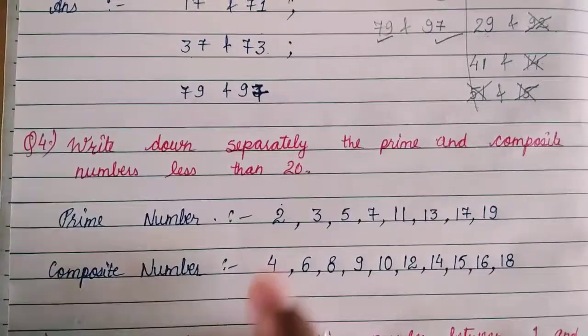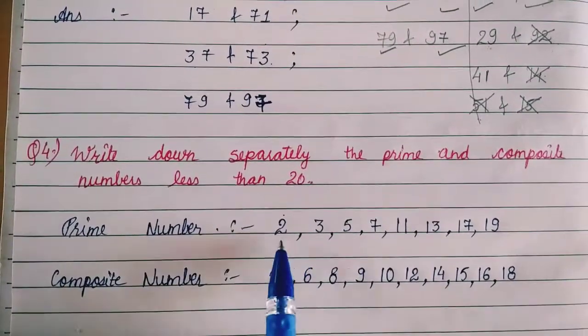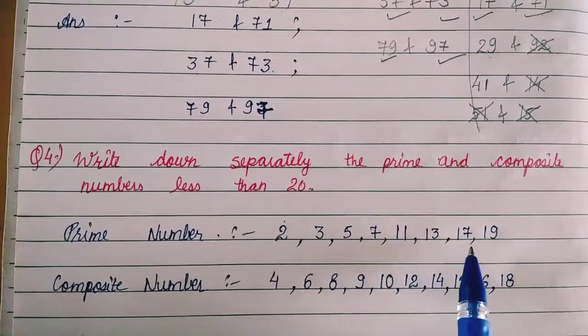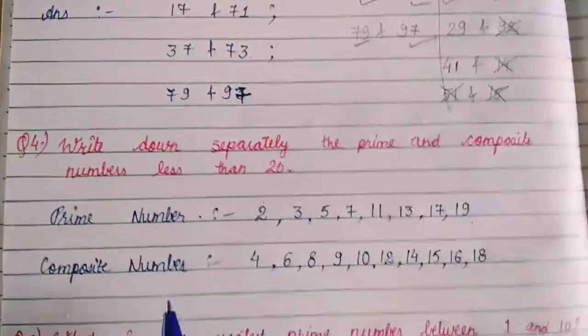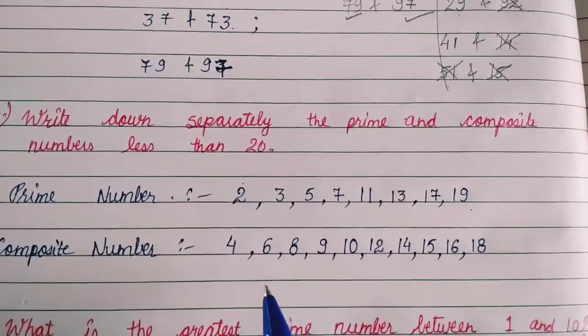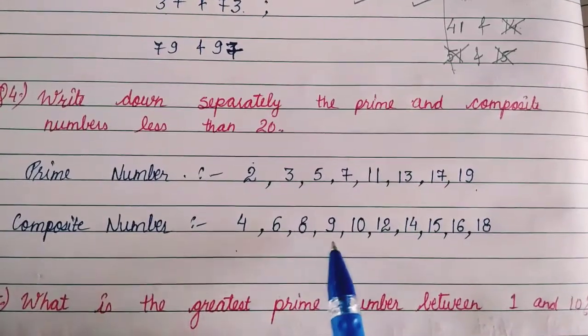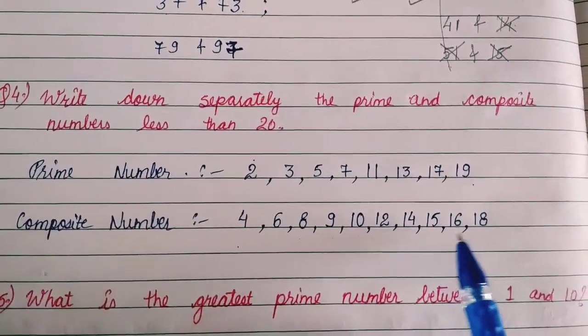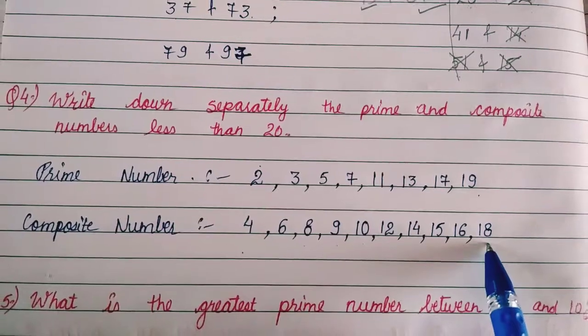So prime numbers which are less than 20 are 2, 3, 5, 7, 11, 13, 17 and 19. And composite numbers which are less than 20 are 4, 6, 8, 9, 10, 12, 14, 15, 16 and 18.